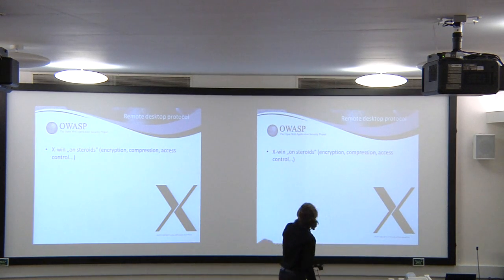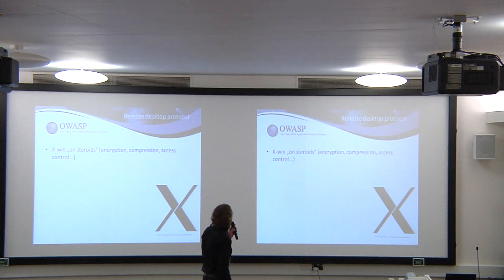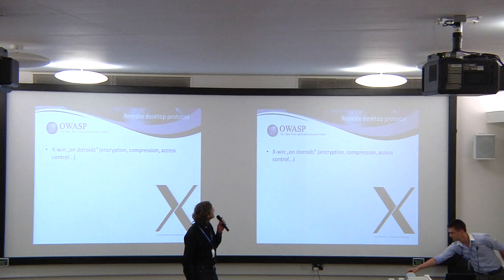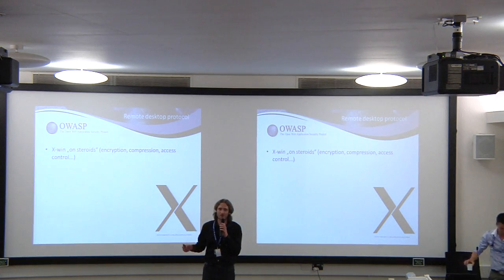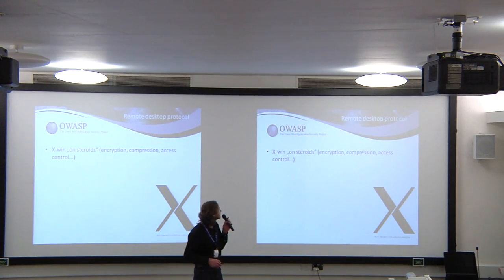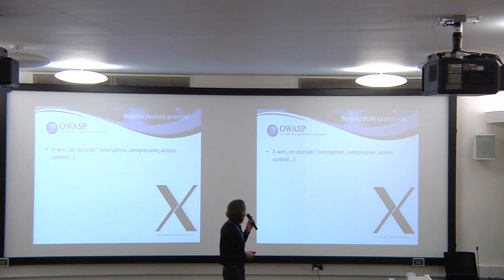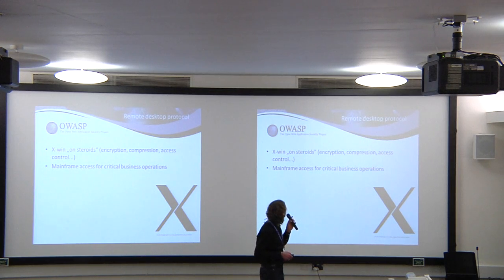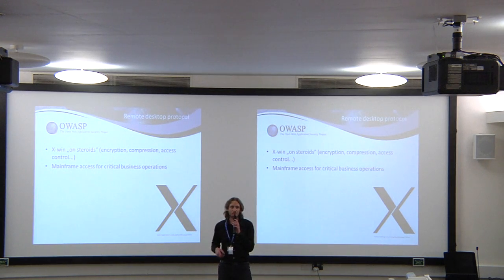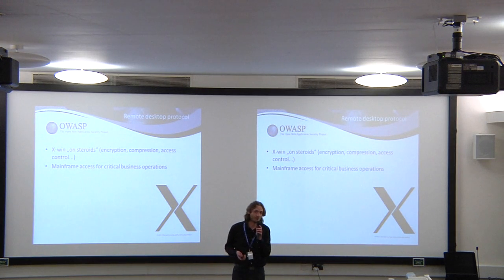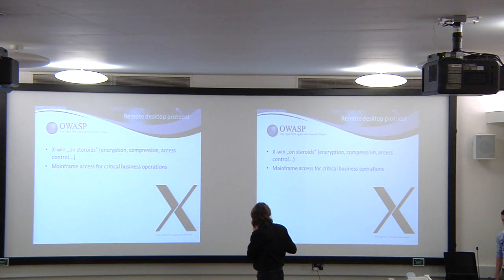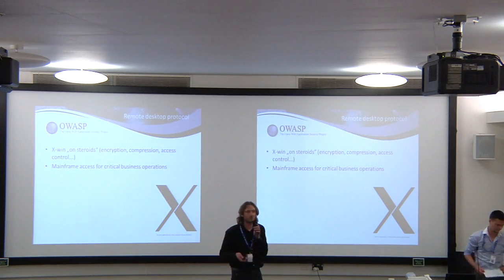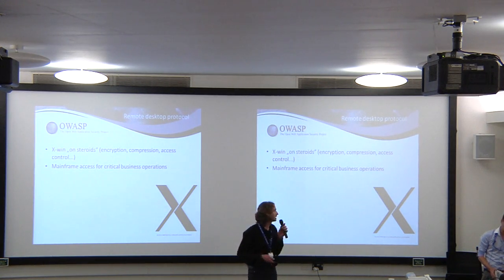Okay, so the next example is a remote desktop protocol. We would say it's some kind of X Windows with added layers of encryption, compression, access control, and so on. It's used mainly for mainframe access, for example, in banks or financial institutions, to graphically display some kind of programs, for example, for foreign exchange or something like that.